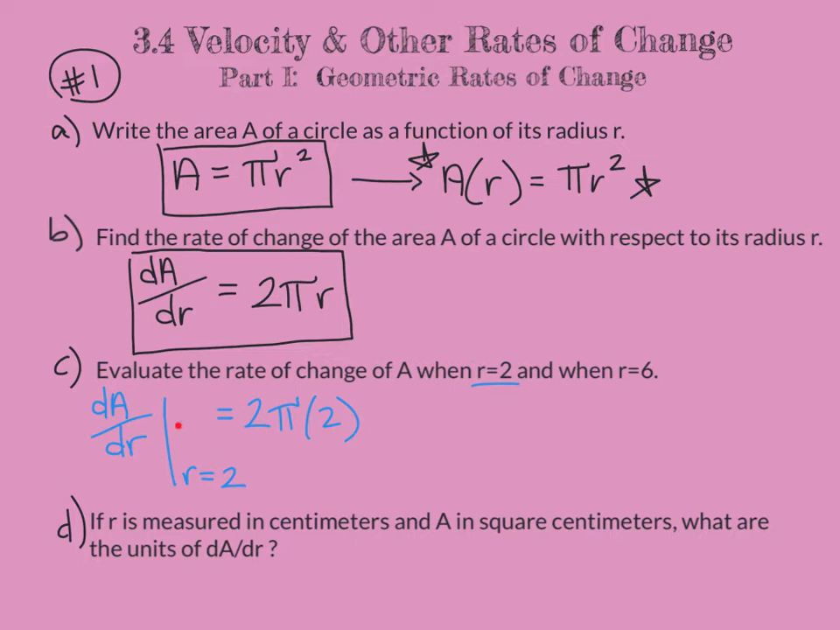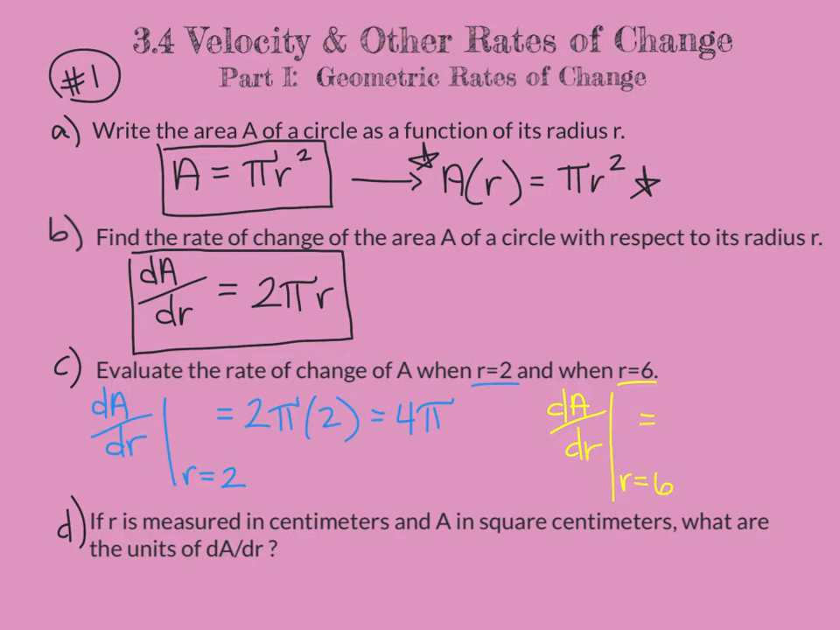Now, the notation I used here is just a vertical line going down. This just means we're evaluating at whatever we write here, at r is 2. And I'll just keep working across, so I don't have a ton of room vertically. This becomes 2 times 2 pi, so 4 pi. And then when r is 6, it's the exact same idea. We're going to be finding or evaluating dA/dr, the rate of change, at r equals 6.